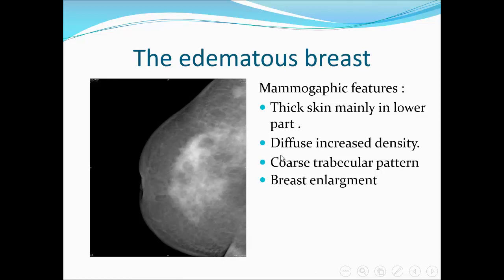Diffuse increased density, coarse trabecular outline, and it looks like interstitial lung edema, and breast enlargement. These are the signs, and then you start to detect the cause. In this case, the cause is seen in the film. There is a spiculated mass here in the axillary tail which caused this edema.